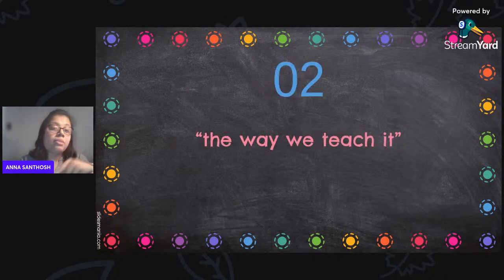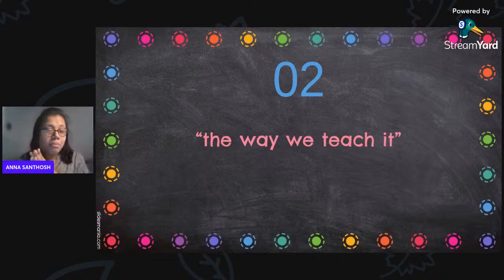So the second one is the way we teach it. It is very important that we find new and innovative strategies for children in need, for the students who have disabilities in our classroom. Because if you have, for example, 20 students in your classroom, two or three students may need special attention, or special focus in their learning, or may have disabilities.